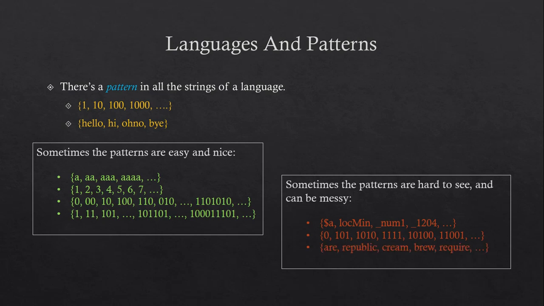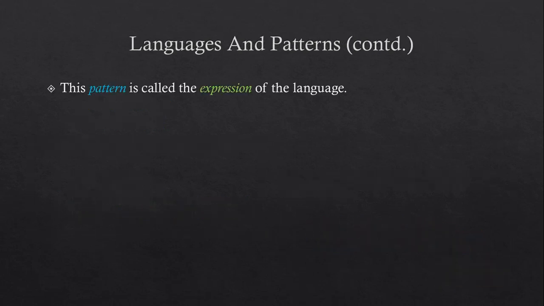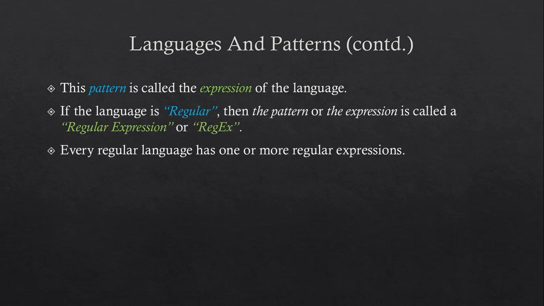This one, again, is an arbitrary collection of words, but every string here has a substring "re". So there will be some pattern. It might be easy to see, it might not be easy to see, but every regular language has some pattern to it. Now this pattern is what we call the expression of the language. And if the language is regular, then this pattern is what we call the regular expression, or in short, regex. And every regular language has one or more regular expressions.